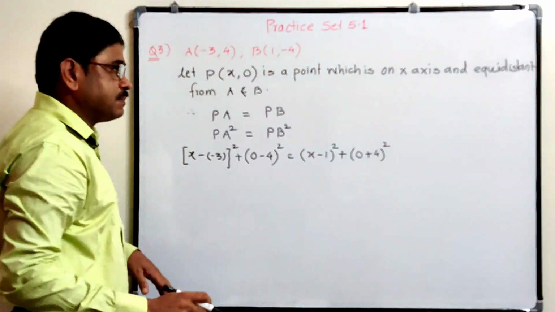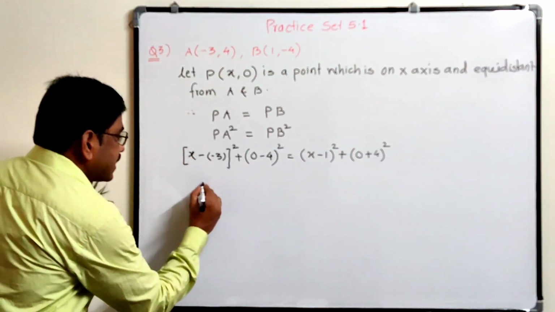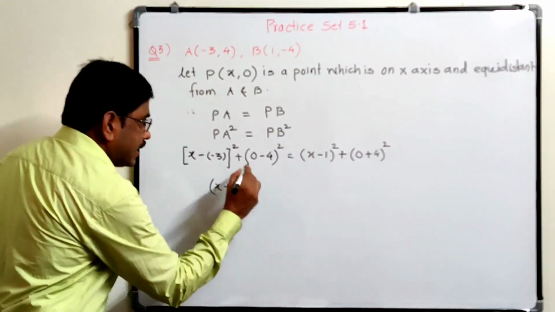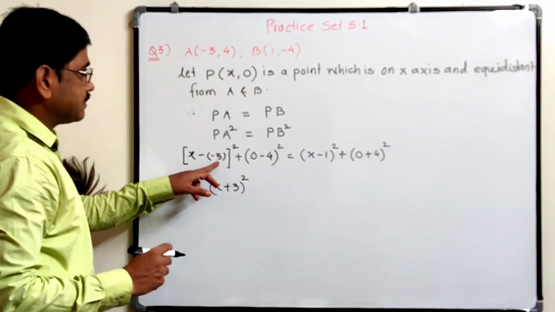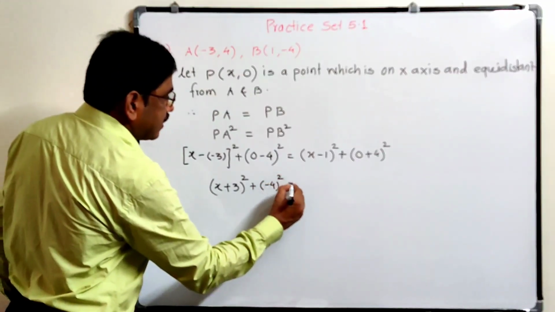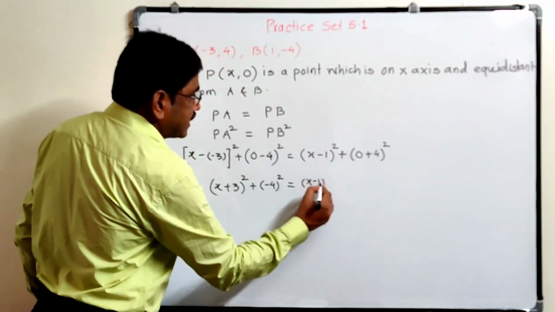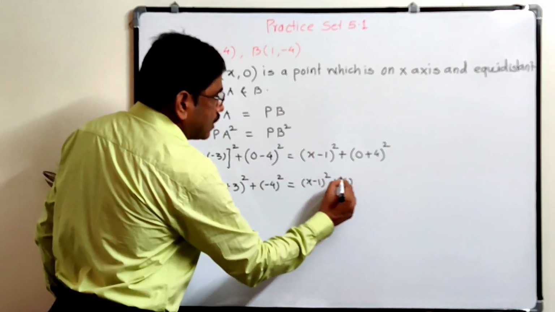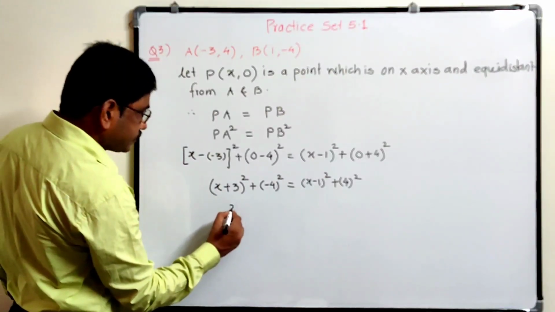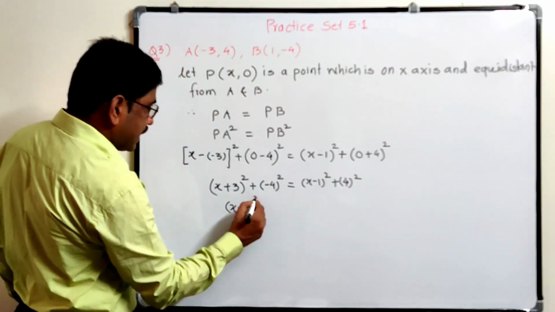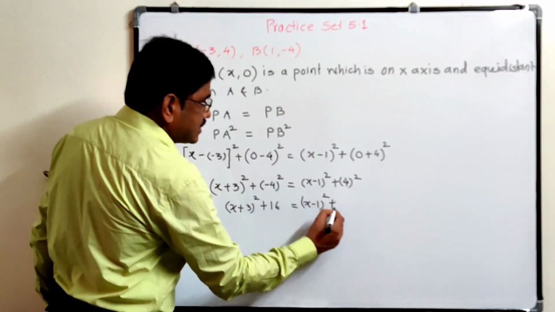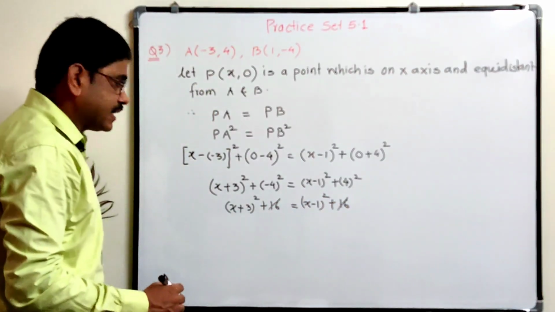Why plus 4? Minus becomes plus 4. So here x plus 3, where we get x plus 3 bracket square. X minus becomes plus 3. Plus this minus 4 bracket square is equal to x minus 1 bracket square plus this 4 square. So we get x plus 3 bracket square plus this 16 is equal to x minus 1 bracket square plus this 16. So this 16, the same number, gets cancelled from both sides.